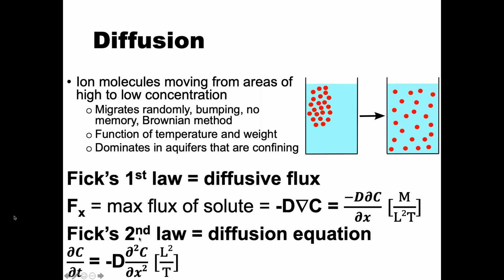And then we have Fick's second law of diffusion equation, which says the change in concentration over time is equal to negative D times the partial derivative of our concentration in the X space over time.